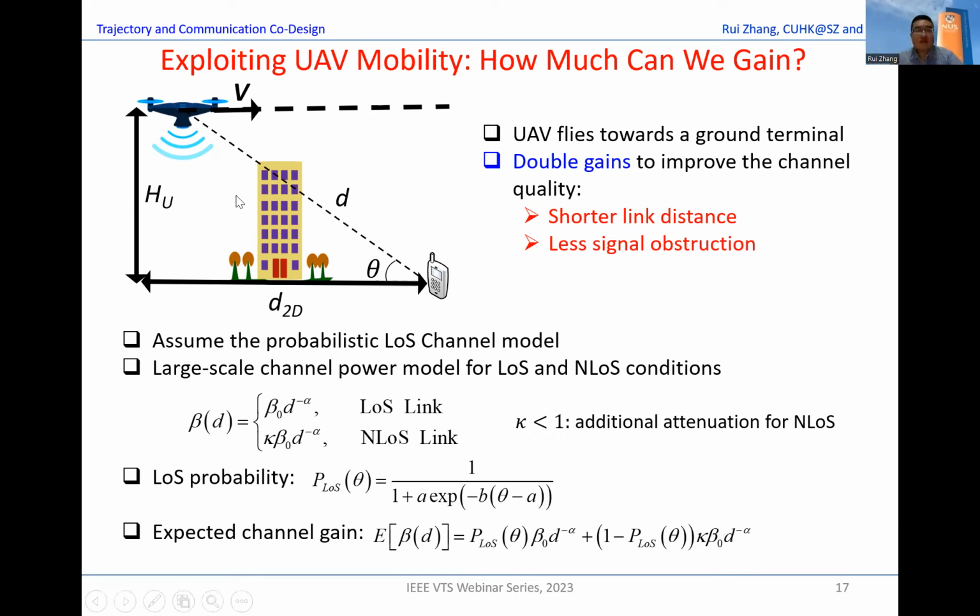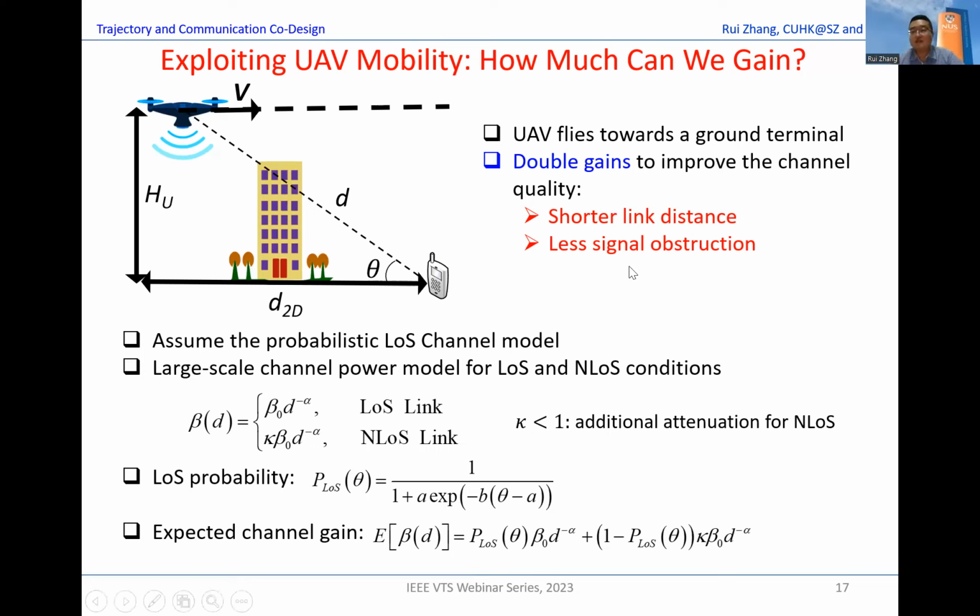The scenario is very simple. We have a ground terminal, and the UAV base station needs to communicate with it. So the UAV flies horizontally closer to the ground terminal. In this way, the UAV actually achieves two gains.